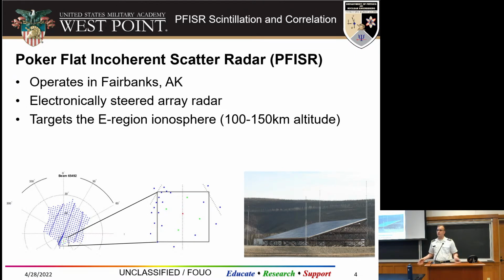The instrumentation we're going to be using to conduct this correlation study is collected from Poker Flat Incoherent Scatter Radar, PFISR for short. It's in Fairbanks, Alaska. It's an electronically steered array that basically juts out 5 beams of electromagnetic radiation. Based off of how much of that electromagnetic radiation is reflected back from the ionosphere, we can determine factors within the ionosphere such as plasma density and the altitude of the plasma. The incoherent scatter radar is targeted for the E region of the ionosphere, roughly 100 to 150 kilometers in range. However, it does have capabilities to look into the F region too, going up as far as 450 kilometers.